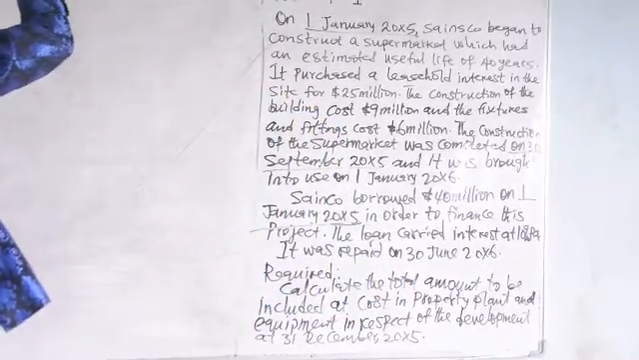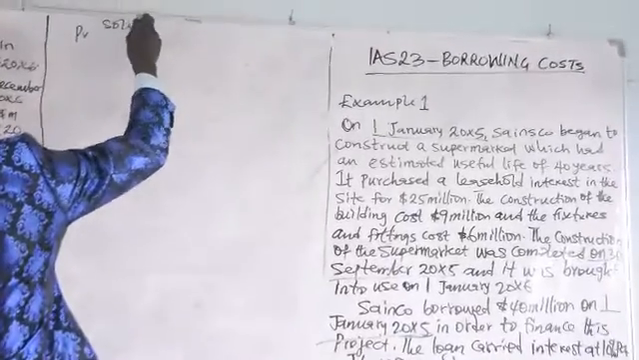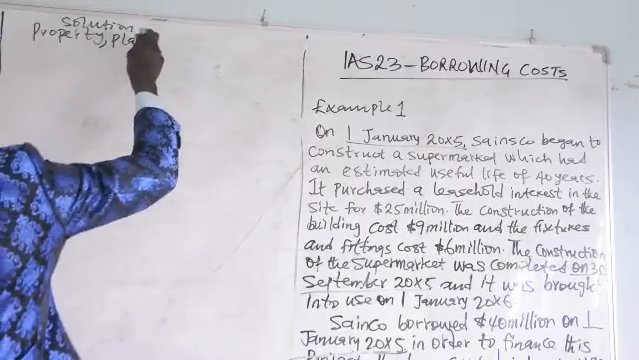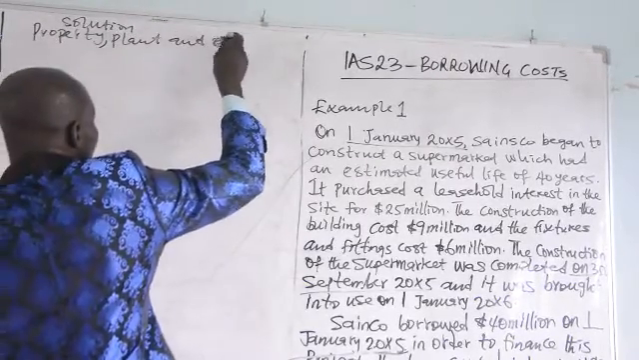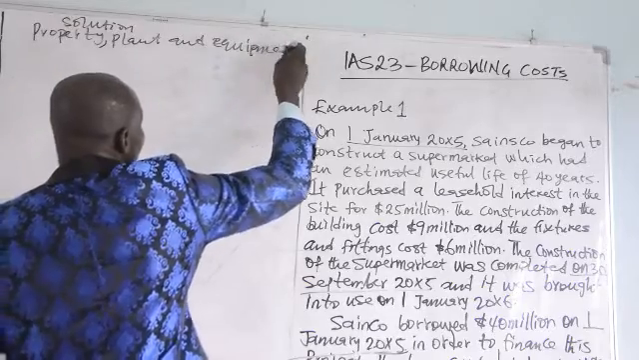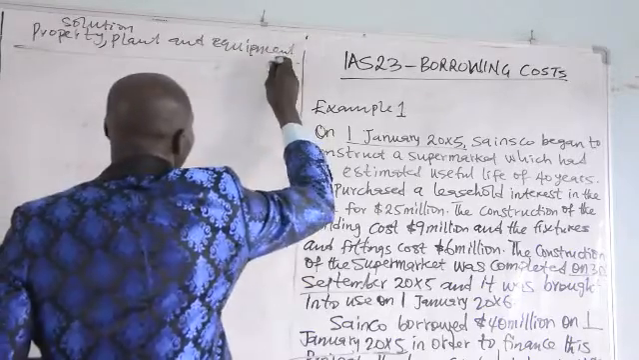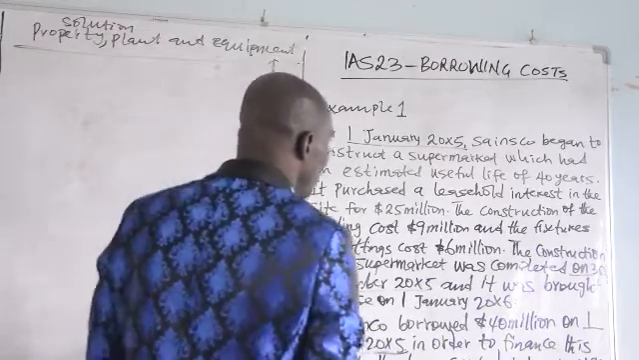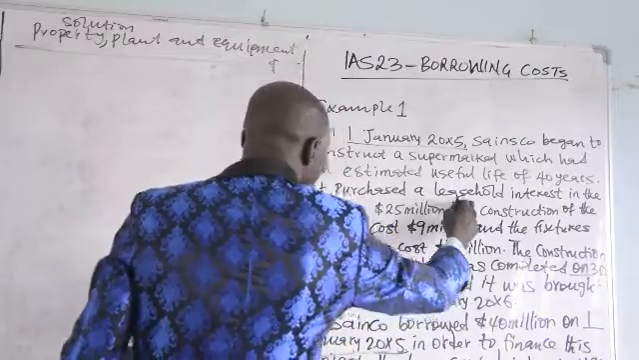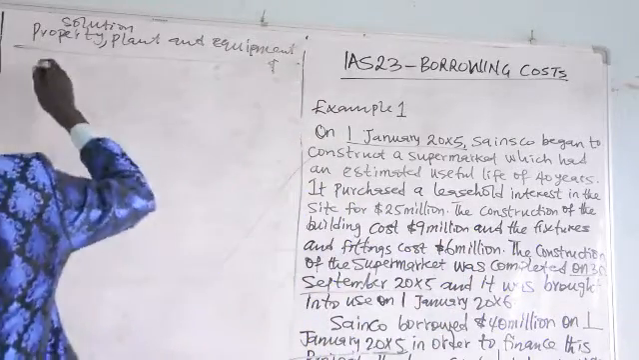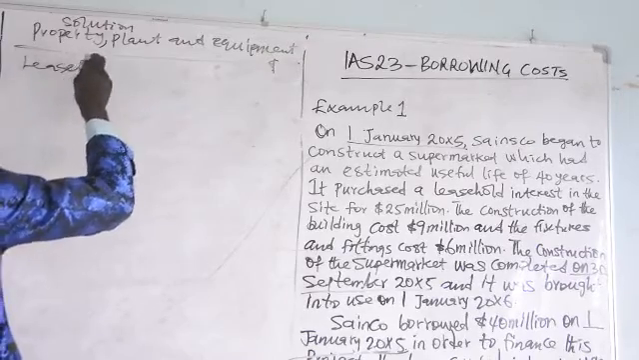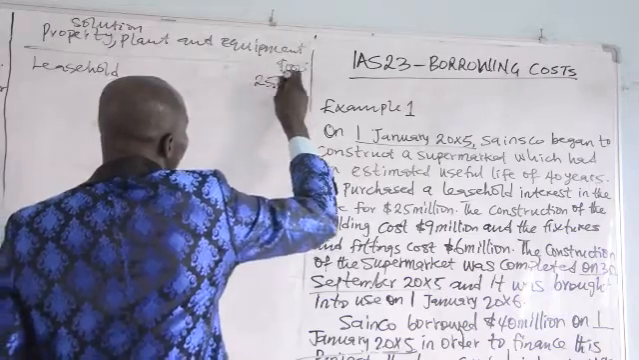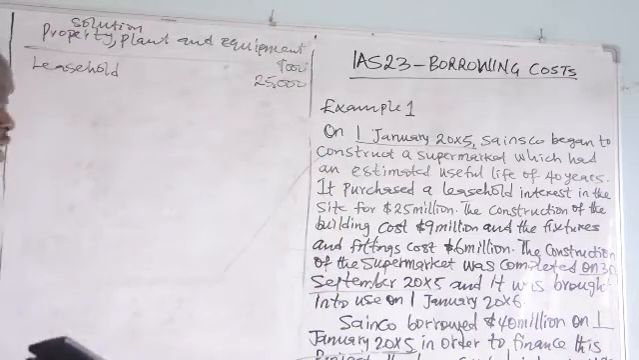So let us go to the solution. We have the cost of the property, plant, and equipment. So we include, one, the leasehold, purchase of a leasehold interest. So we have leasehold, which is 25 million. That is for leasehold.